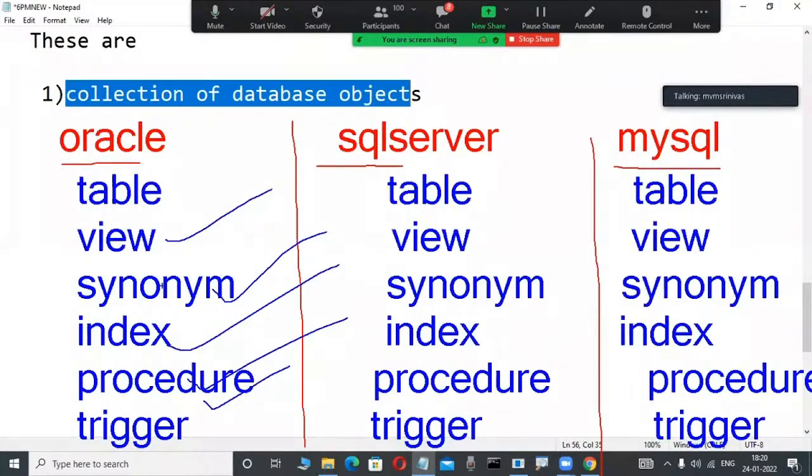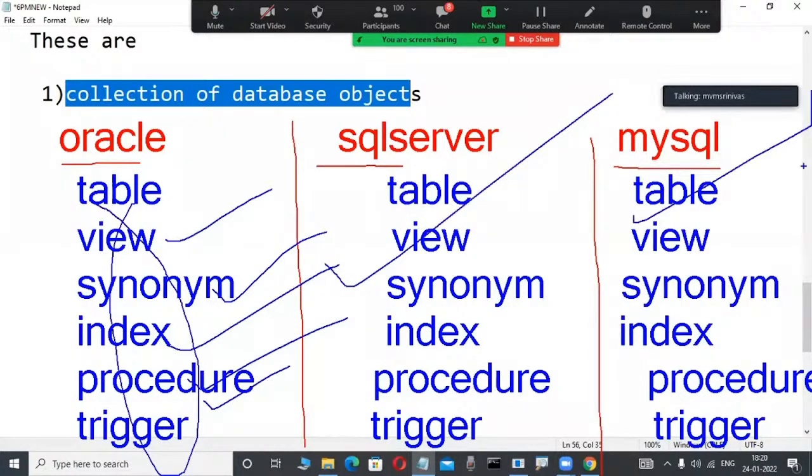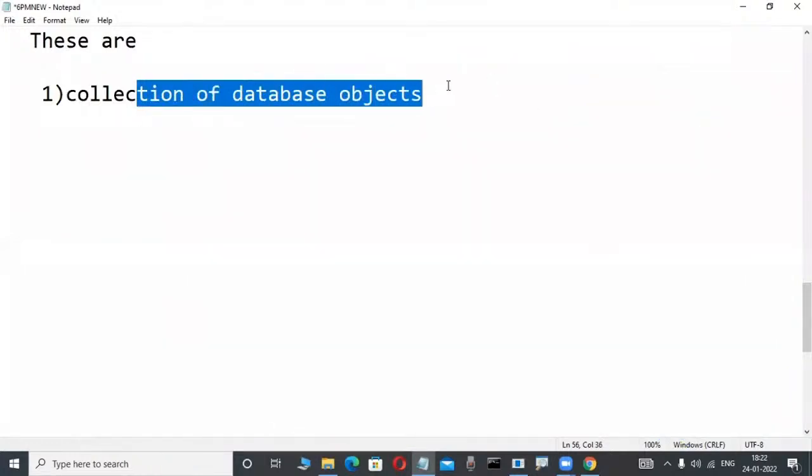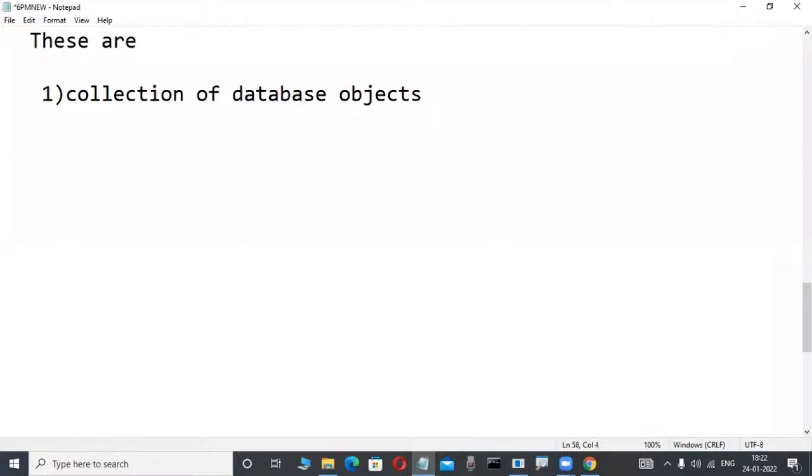That's why we are learning one product in our course. Suppose you are learning Oracle, another database is also very easy. It is not required to learn all those things. One thing is enough, perfectly. That's why the collection of database objects is very easy. In our course we are learning not only the collection of database objects.